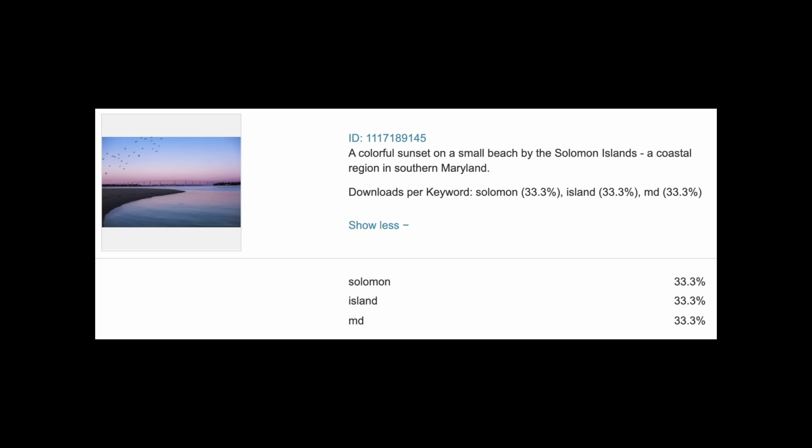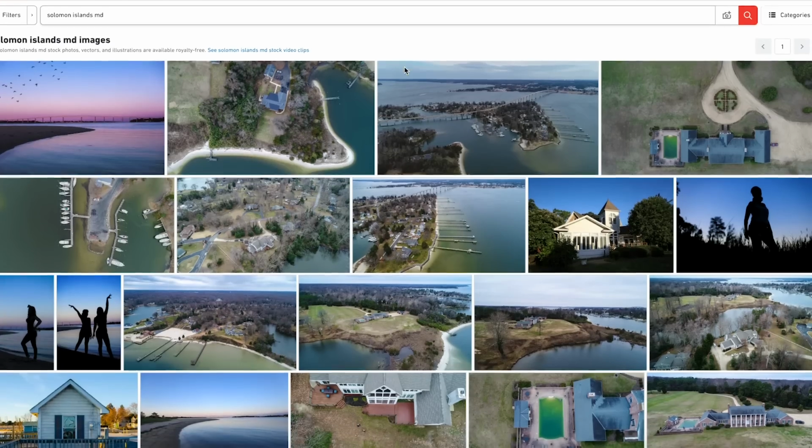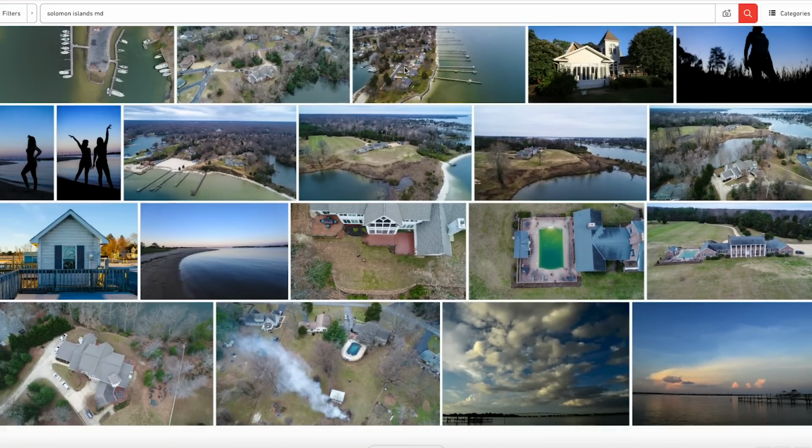In the case of this very generic beach photo, they're not searching for beach or sunset. People are searching for the very specific name of where that photo was taken. In this case, they're looking for Solomon Islands, which is a place in Maryland. And that's where I took that photo. Now, if you look at Solomon Islands on Shutterstock, you'll see that there are not a lot of other photos, which means that this is a category that is not very saturated. Therefore, this generic beach photo is getting downloaded simply based on its location and people searching for photos from that location, and not because it's a photo of a beach.